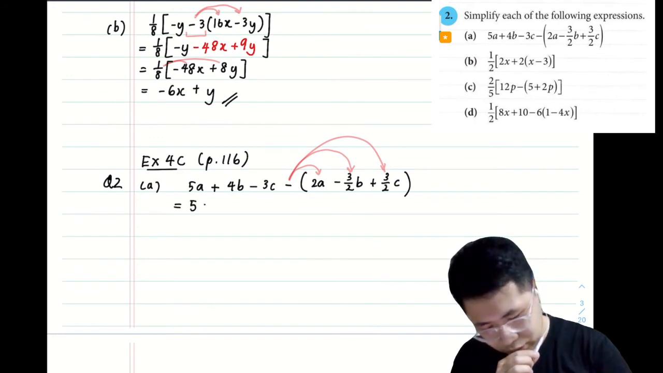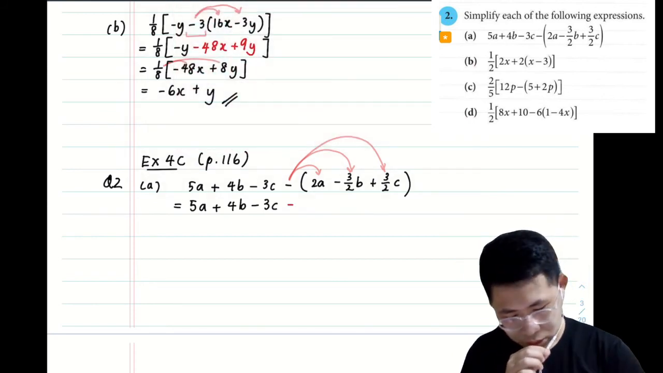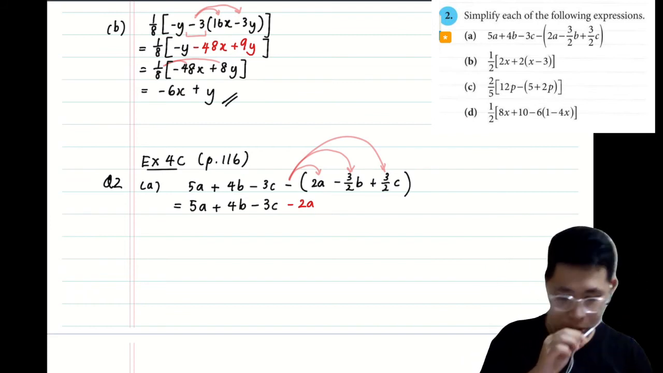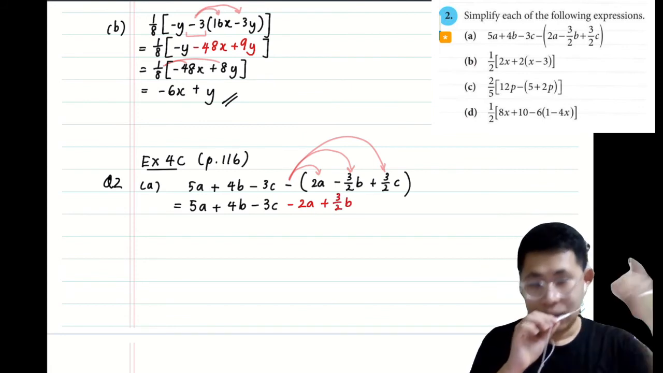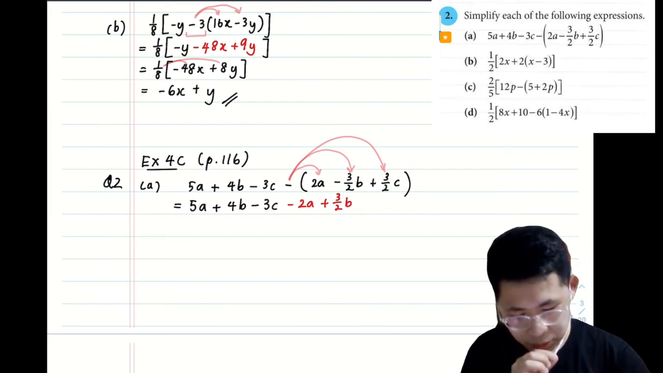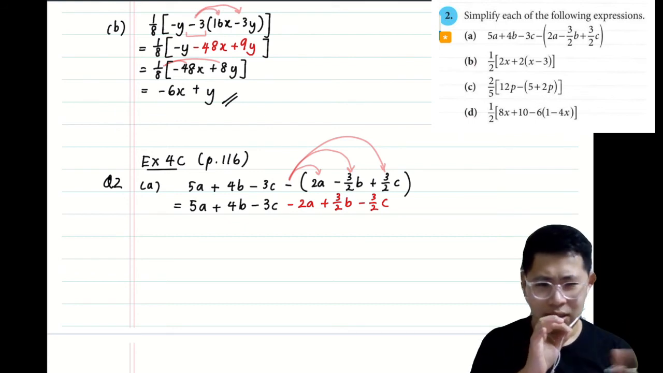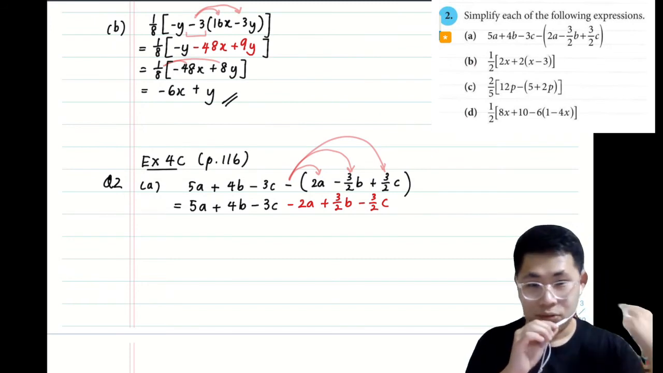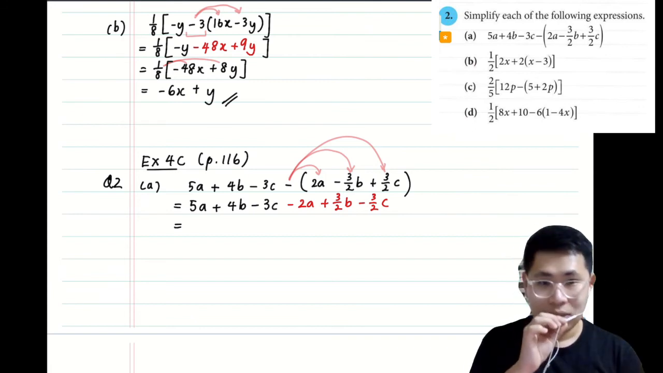We've got our 5A plus 4B minus 3C. Alright, so minus 2A. I cannot forget the ones behind, so minus a negative 3 over 2B will be a plus 3 over 2B. Then minus a positive 3 over 2C, I'm going to get a minus 3 over 2C. Alright, it's a bit annoying to see this. So if you're fast, you can just go straight to the answer. But if you really cannot, you should rearrange. Try to rearrange all the apples together, all the bananas together, all the coconuts together.